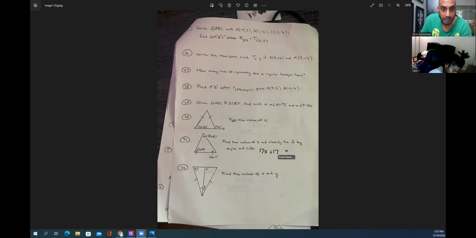8 plus 10 is 18. 18 minus 1 is 17. So 17x plus 17 equals 180. What do we have next? 17x equals 180 minus 17, which is 163. And then 163 divided by 17 is how much?